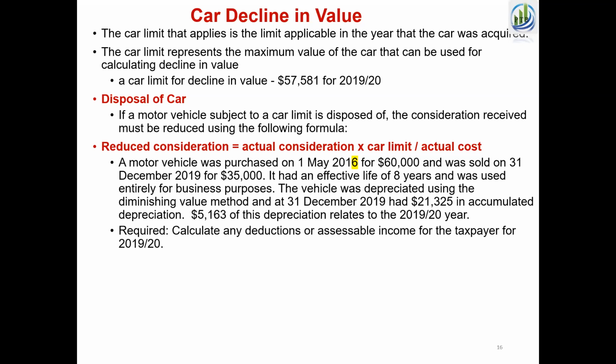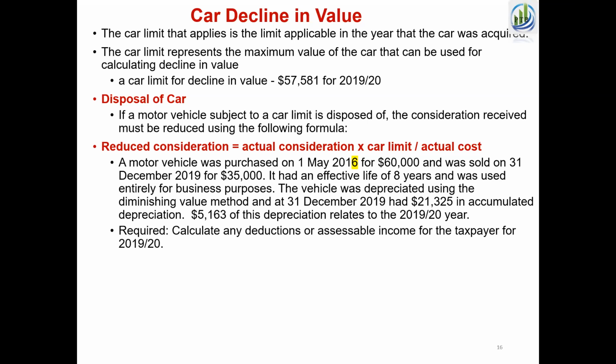So if you are more than the car limit, you are only going to reduce. For example, if you purchase a car for $80,000, how much are you going to depreciate this year? Only $57,581, right? Therefore, we want to see how you adjust when you sold that car. That's called reduced consideration. So a motor vehicle was purchased for $60,000 and sold on 31st for $35,000. And he said effective years, how much is the total depreciation? $21,325. Already calculated the depreciation. So $5,160 for this year. That's not a matter for us.